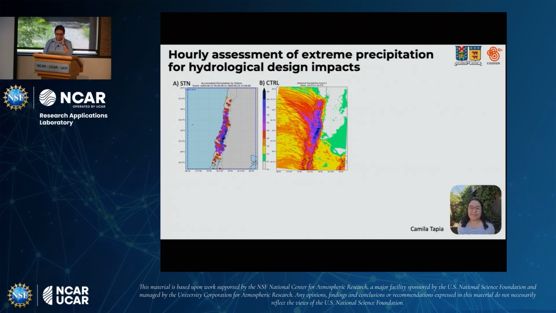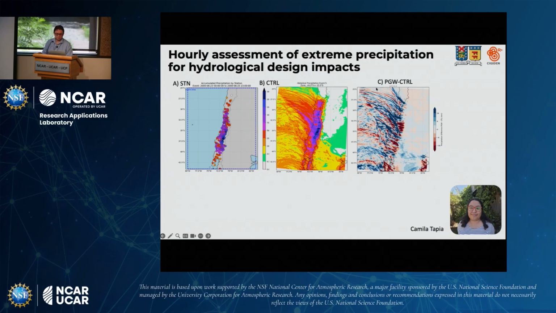The first thing is the work of Camila Tapia, one of my master's students. She's analyzing very severe precipitation events. We are contrasting observations with the control simulations, and we also see what the expected changes in precipitation are under pseudo-global warming.